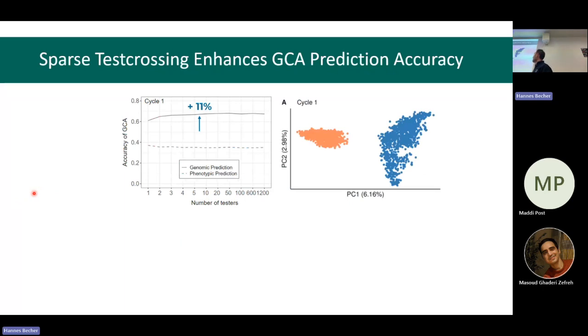So at the very early stage, cycle 1, when the divergence between the pools is low, you can see 6% explained by the PC1. So we have the highest increase in accuracy by increasing the number of testers. You can see in the x-axis the number of testers and the y-axis the accuracy. As we increase the number of testers, we see some increase in the accuracy of general combining ability. If we look at the 10 testers, we got around 10% increase in accuracy. But we see also that with 3 or 5 testers, we almost reach the same accuracy.